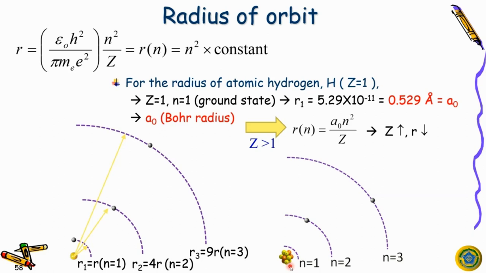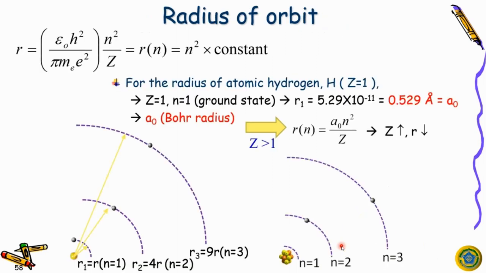Why? Because you have an electron, which is negative charge. You have a proton, which is positive charge. If you have more protons, that means the electron will be closer to the nucleus, right? Because you have more positive charge. So this is called Coulombic attraction, right? Positive and negative, of course, attract each other. So the radius will be smaller. For n equals 3, this is larger, this is smaller. Of course, this is not to scale.